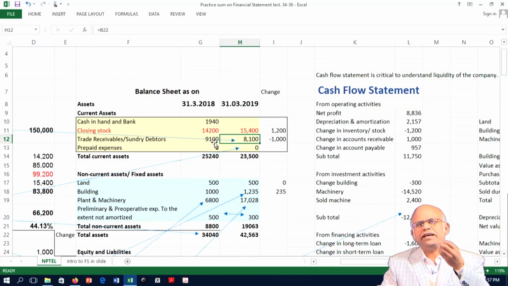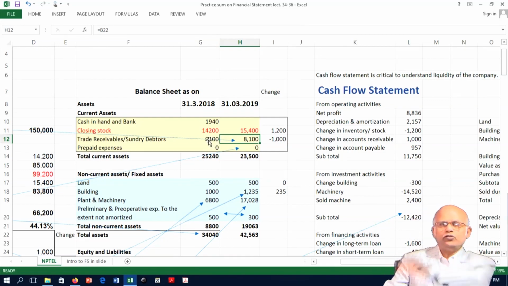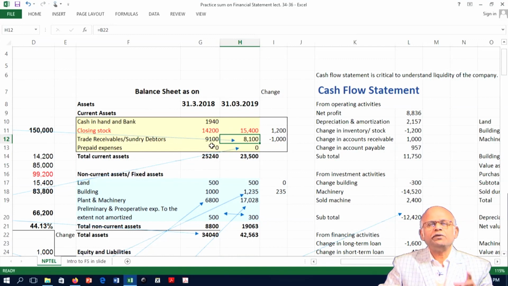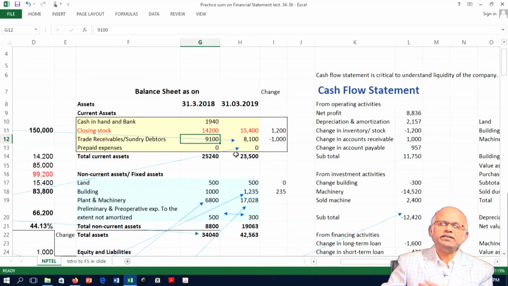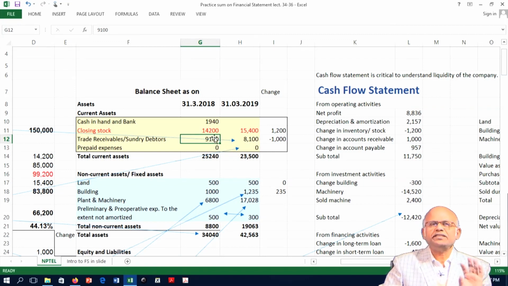So, suppose you have shipped another truckload of goods worth say 2,000 rupees, then receivable will go up by 2,000. Suppose somebody makes a payment of 3,000 rupees, so receivable will come down by 3,000 rupees. So, if it goes up by 2,000, receivable will become 9,100 plus 2,000, 11,100 rupees. Now, next day somebody makes a payment of 3,000. So, 11,100 minus that 3,000, it will become 8,100 rupees.